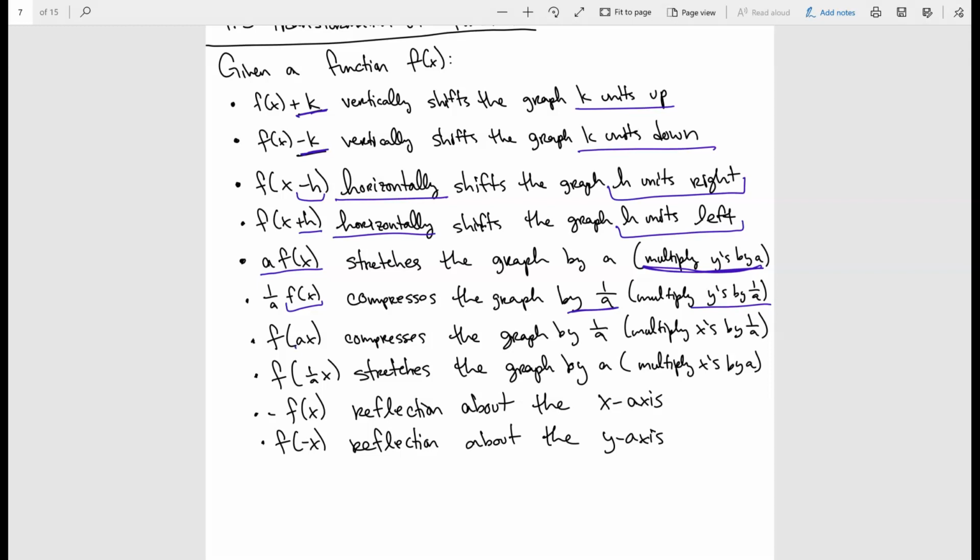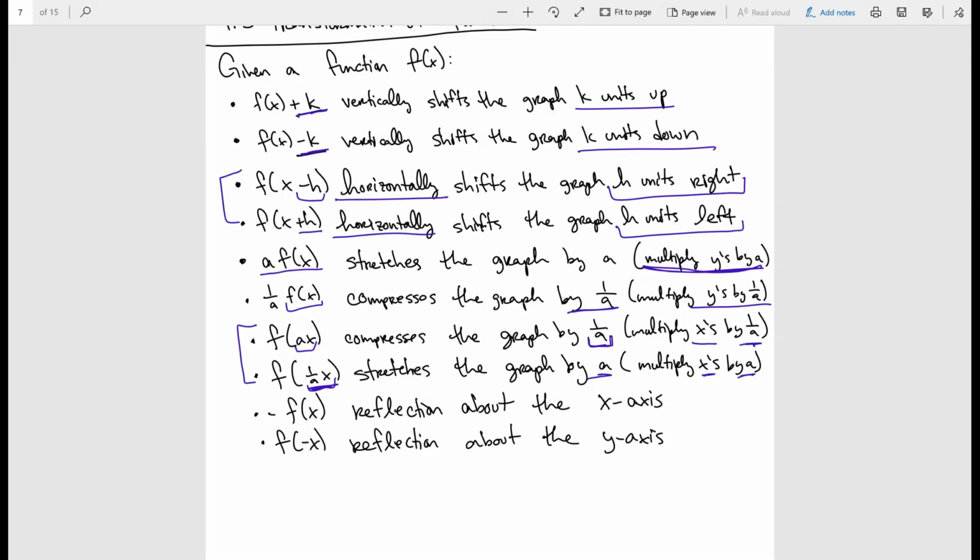Now, when it's on the inside, it doesn't follow the rules, okay? So it's doing the opposite. So here in this case, you're compressing it by a factor of 1 over a, so it's doing the opposite of what you think it will do. So now, in this case, the x's are being multiplied by 1 over a. Here, 1 over a is doing the opposite again, multiply the x's by a factor of a. Okay, so whenever it's on the inside, it always does the opposite. So these guys are the weird ones. Okay, everything else is pretty good.